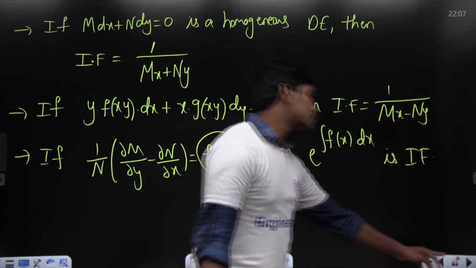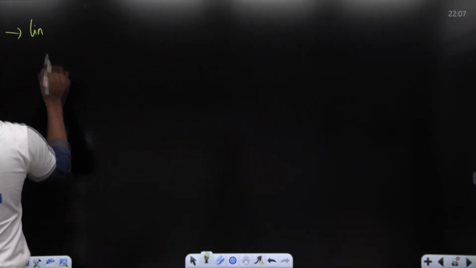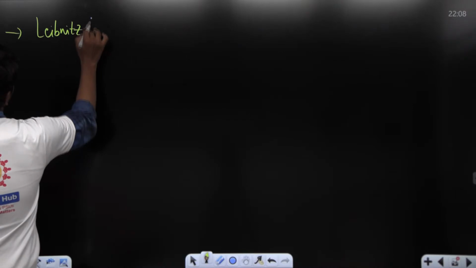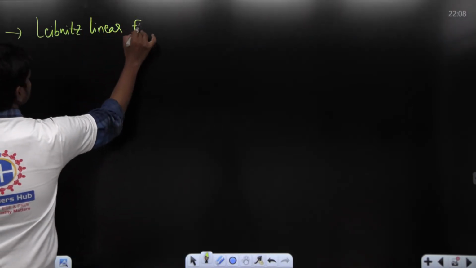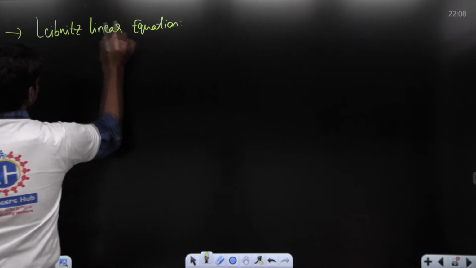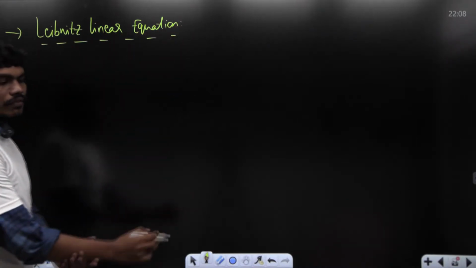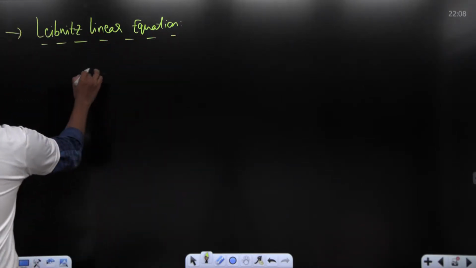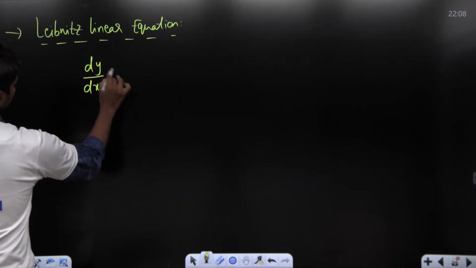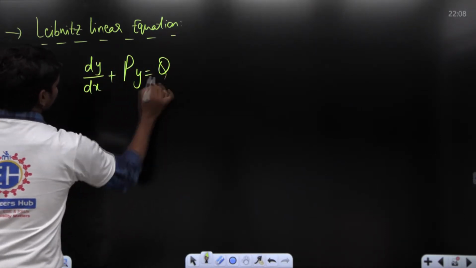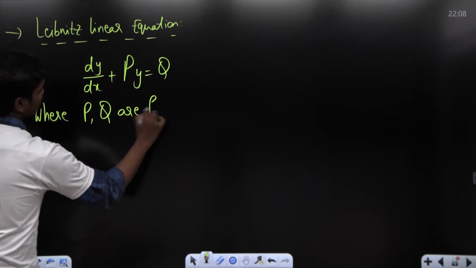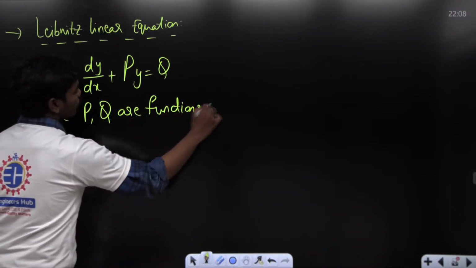Now we'll try to solve this question. Before solving that question, I would like to give you one thing, which is the Leibniz linear equation. It is a first order differential equation, of course, and since we are dealing only with first order differential equations today, this Leibniz linear equation is of the form dy by dx plus P times y is equal to Q, where P comma Q are functions of x alone.